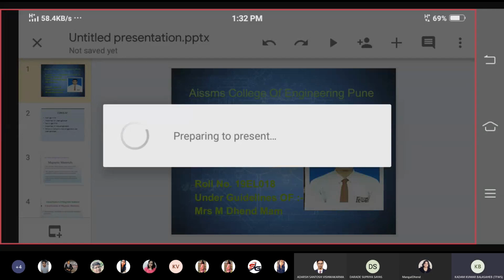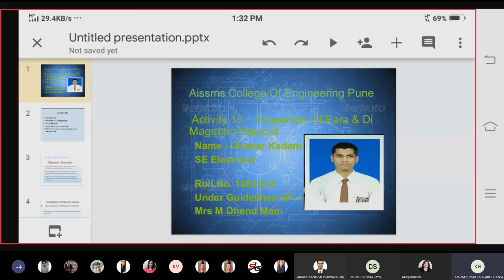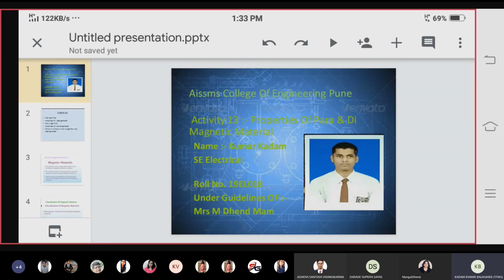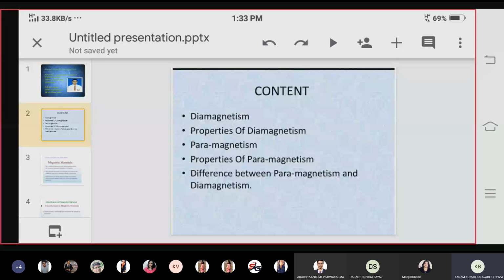Hello, my name is Kumar Kadam. I am a student of AC Electrical. I present activity number 13, the properties of para and diamagnetic material, under the guidance of Mangal Dhen ma'am. Contents: diamagnetism, properties of diamagnetism, paramagnetism, properties of paramagnetism, and the difference between paramagnetism and diamagnetism.